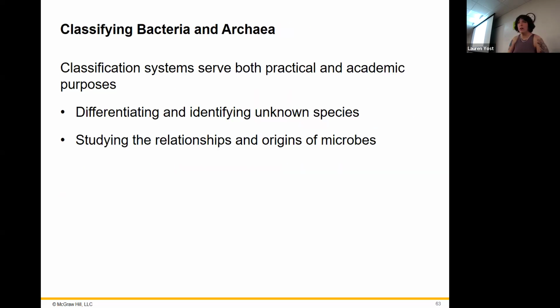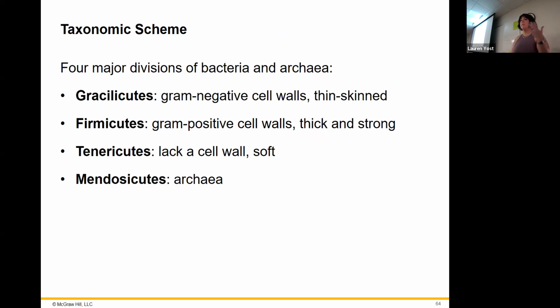Okay, so we can classify bacteria based on their cell walls and cell membranes. Gracilicutes, firmicutes, tenericutes, mendosicutes. These are the terms. If you even just try to stick to remembering only the gram positives and the gram negatives, then fine, but I'm going to walk you through how I remember it.